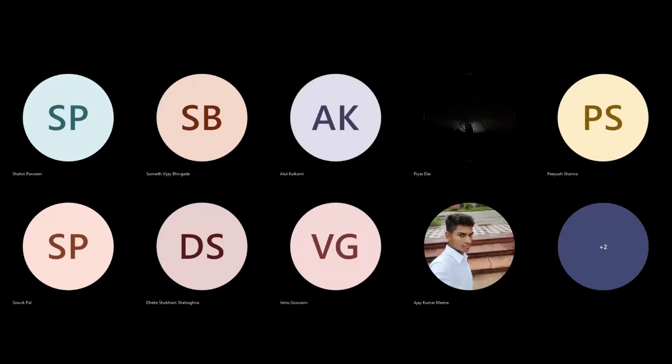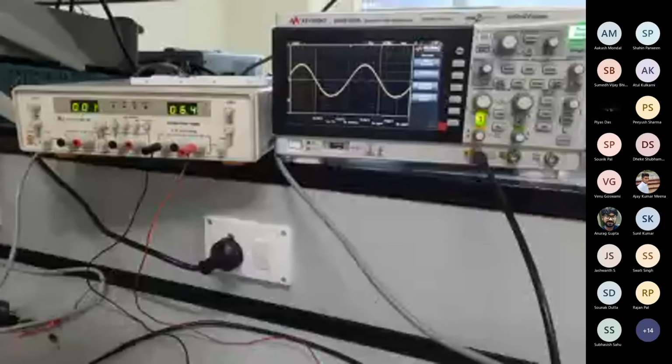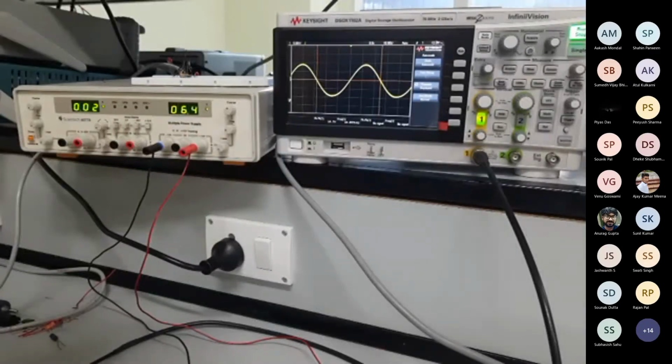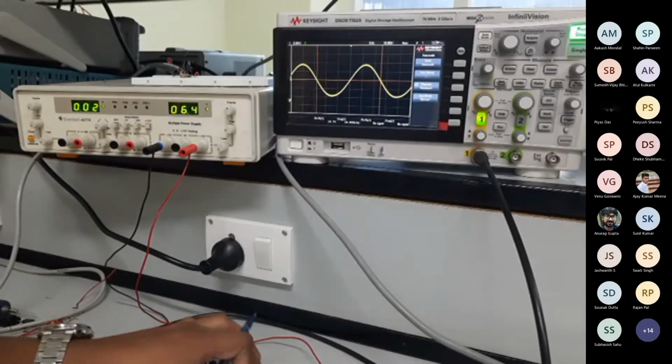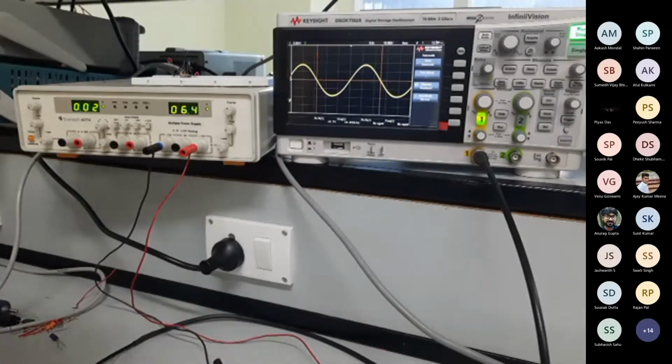Right. So now we are going to design the Colpitts oscillator, and another relaxation oscillator, which is the astable multivibrator. So there are two types of oscillators: one is the sinusoidal, and another one is the relaxation oscillator. Okay, so we are talking about electronic oscillators.